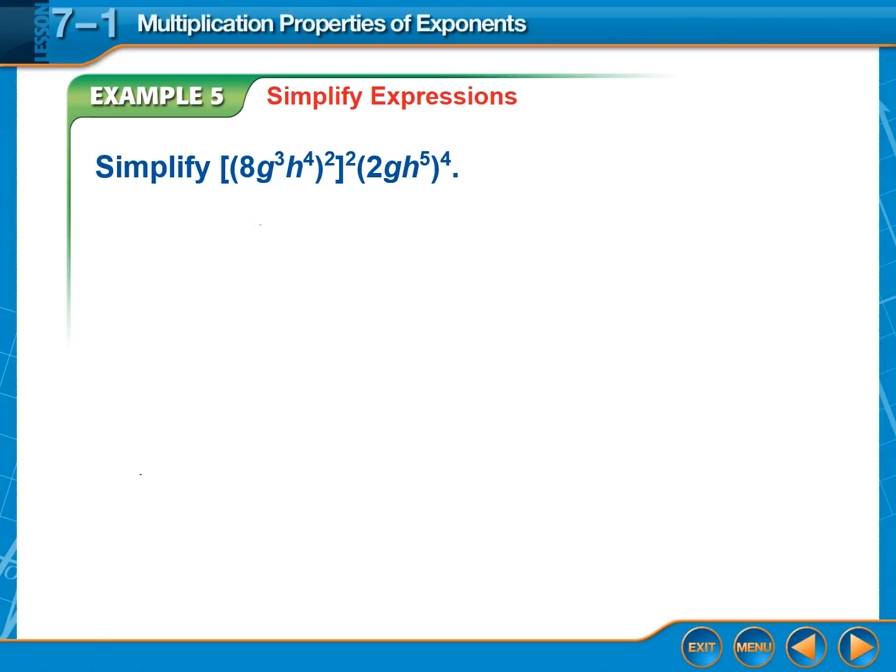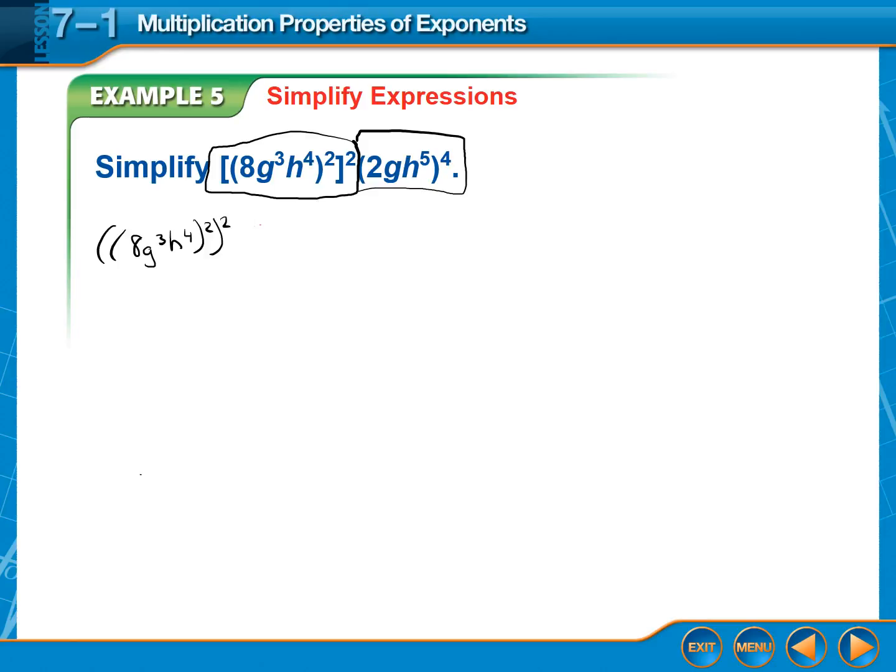We can look at this as two different parts. We've got here 8g to the third h to the fourth raised to the second power and then raised to the second power again. So that's one part. And then over here I've got 2gh to the fifth raised to the fourth power. If we take a look at each of these, you see it's not as bad as it looks. So we take 8g to the third h to the fourth, and we square it. Okay? And then we're going to take that and square it again.